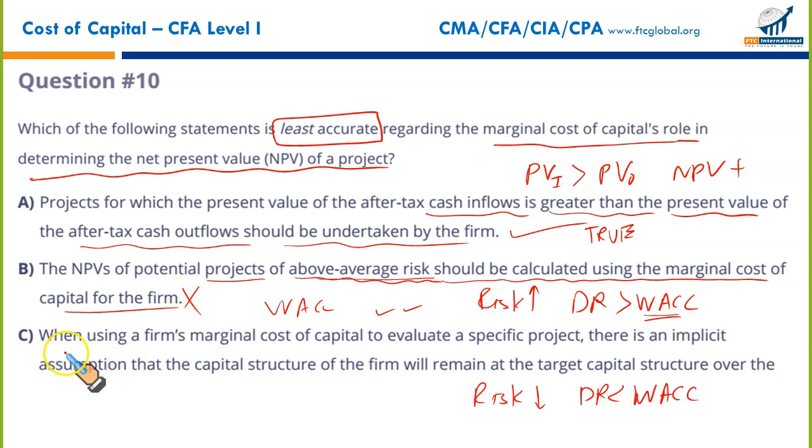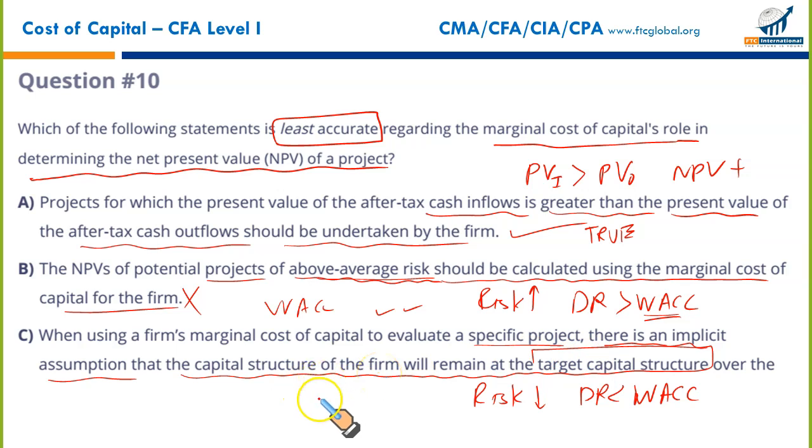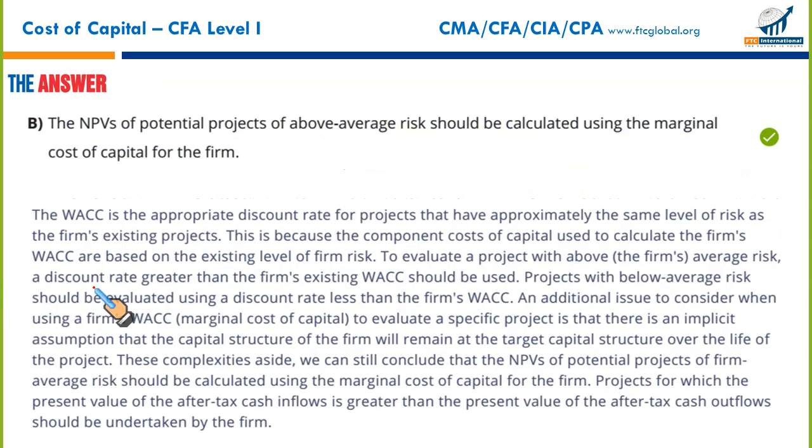Let's see option C as well. When using the firm's marginal cost of capital to evaluate a specific project, there is an implicit assumption that the capital structure of the firm will remain at the target capital structure. That's one of the assumptions we used in solving the previous question. The target capital structure, 50-50, 60-40, 30-70, stays the same. It's true as well. So B was the one that is least accurate, in fact an incorrect statement.